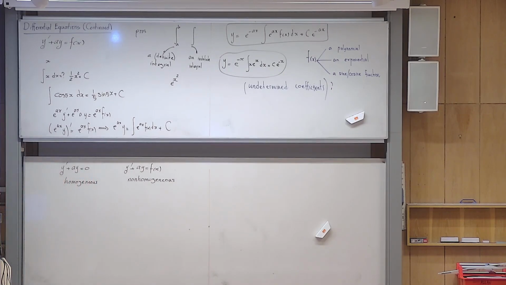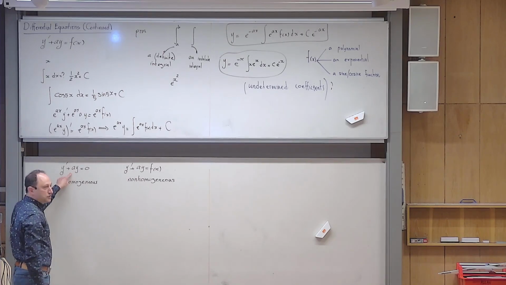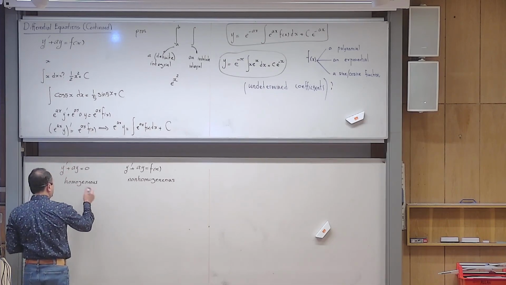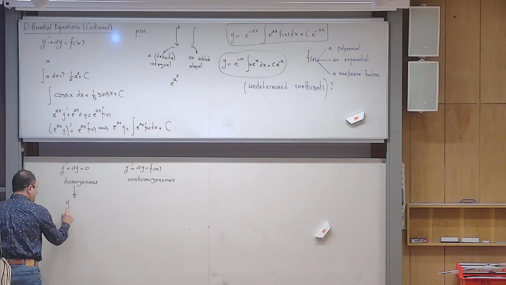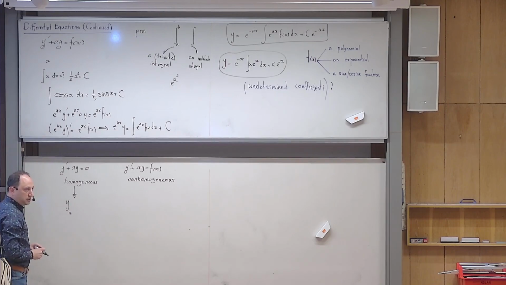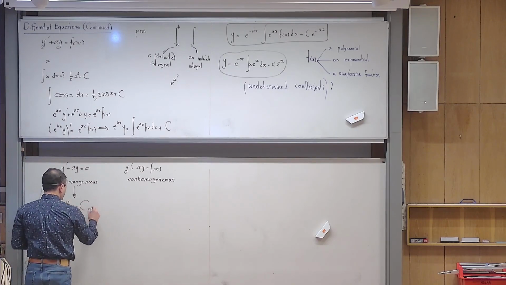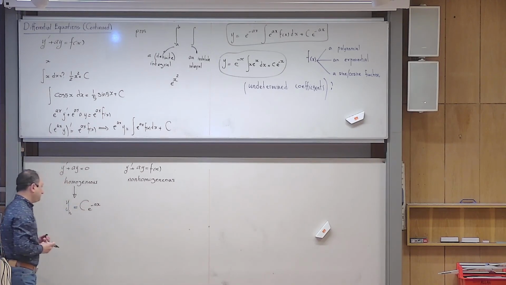Anyway, this one we already solved in general, so we don't have any problems with that. You might ask why I am bringing it up again. Because we learned that the general solution, and I put an index h here to show that this is the solution to this homogeneous one, is c e to the power of minus x.